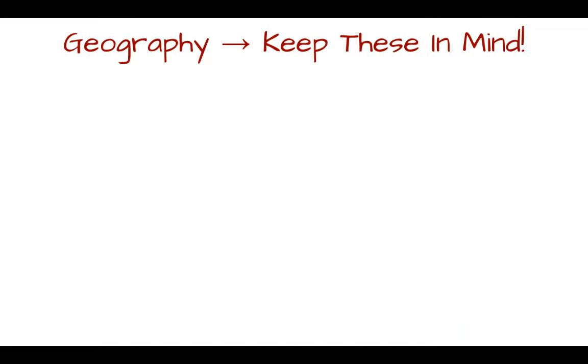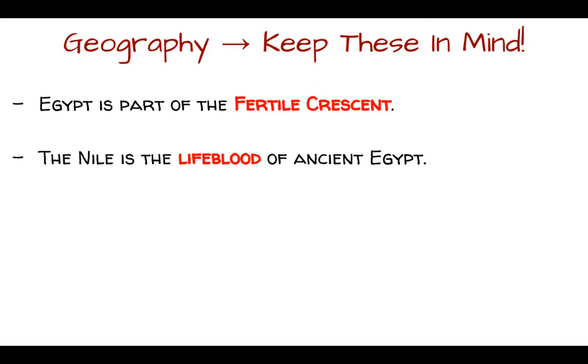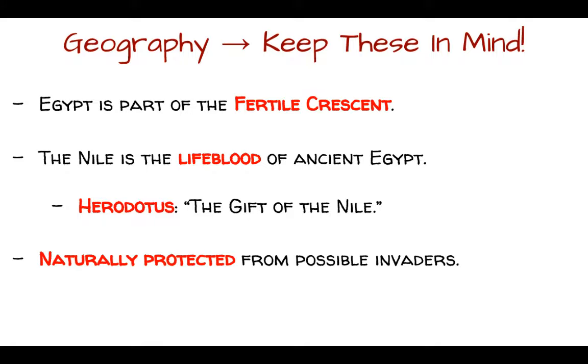So, as far as geography is concerned, and these are many different things that we've discussed already in class, let's keep these ideas in mind. Egypt is part of the Fertile Crescent, and the Nile is the lifeblood of ancient Egypt. Herodotus says that it is the gift of the Nile. Egypt would not exist without the help of the Nile River. Egypt is also incredibly well protected naturally from possible invaders.